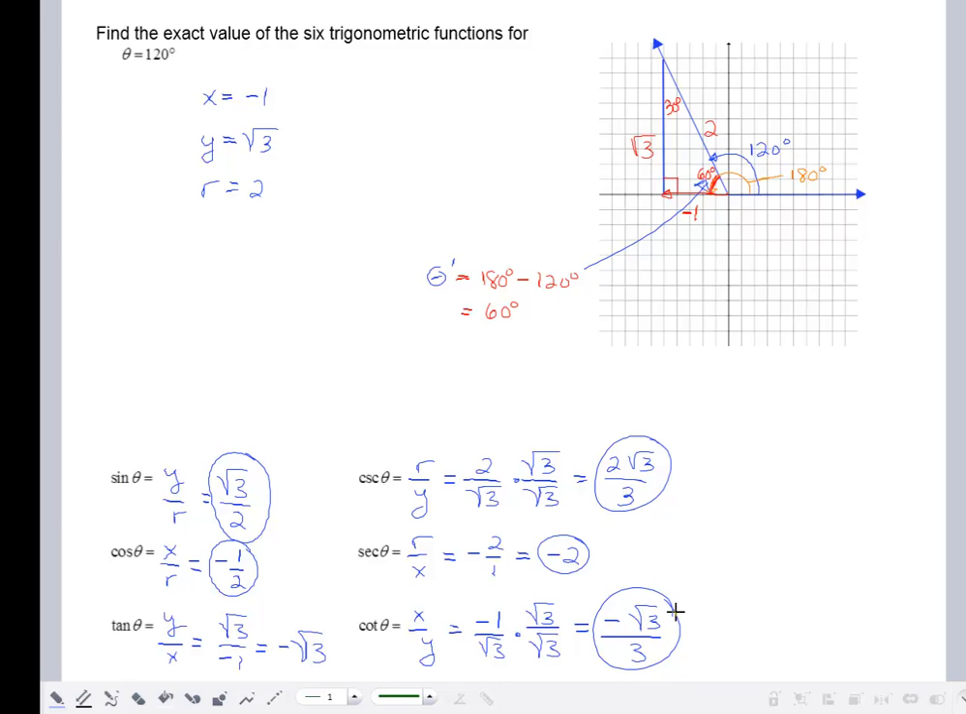And there you have it, how to find the exact values of the 6 trig functions for any special angle.